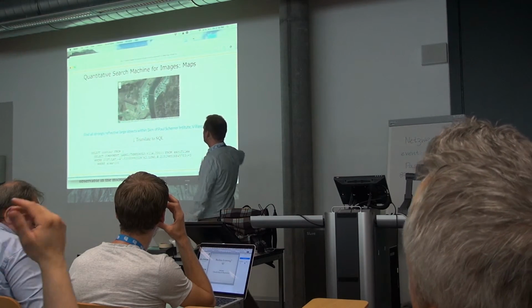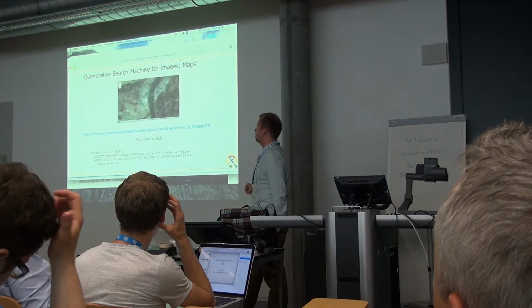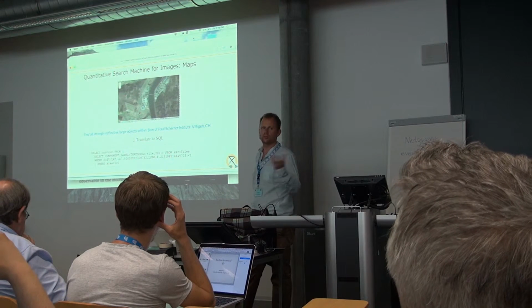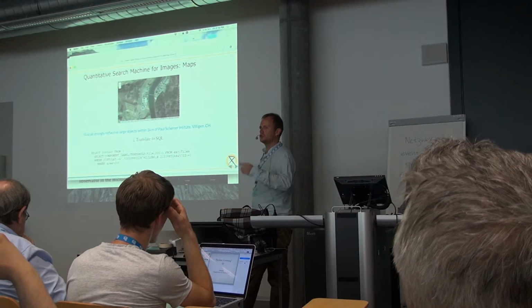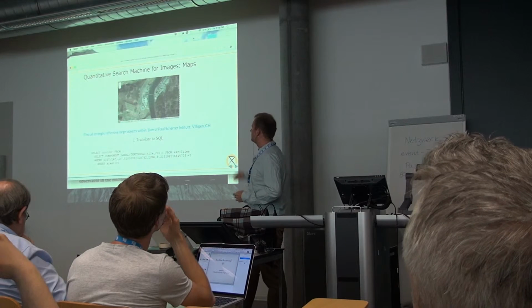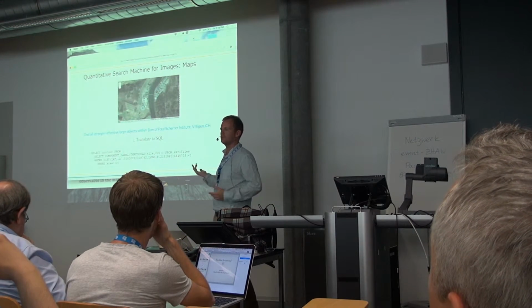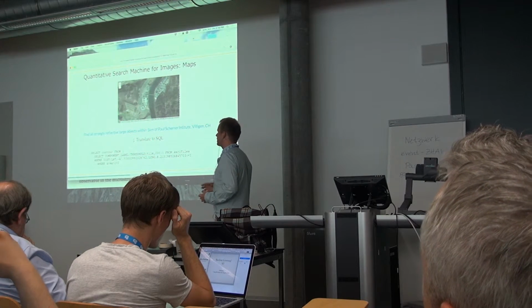So, what kind of final tool we've developed out of this is really a quantitative search machine for images. And so, I'm sure many of you have used Google image search before. And what we've made is kind of a Google image search where you can actually search for quantitative parameters that scientists are actually interested in.